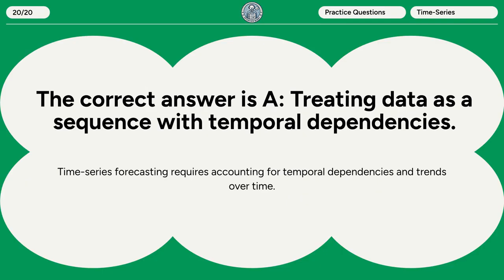The correct answer is A. Treating data as a sequence with temporal dependencies. Time series forecasting requires accounting for temporal dependencies and trends over time.